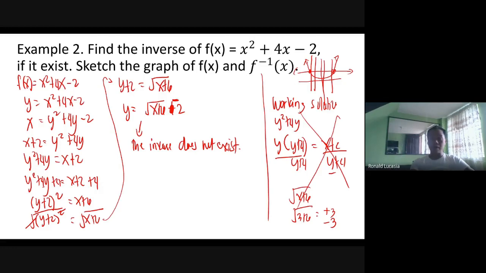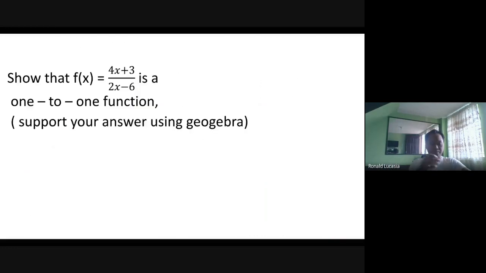Meron ka makukuha ang inverse pero hindi nag-exist ang inverse unless the problem will make some restrictions that the value of the x must be greater than or equal to 0. That way, we are going to disregard negative. Okay? But the concept here in example number 2 is for you to visualize that not all functions have an inverse function. Let's have the last one.